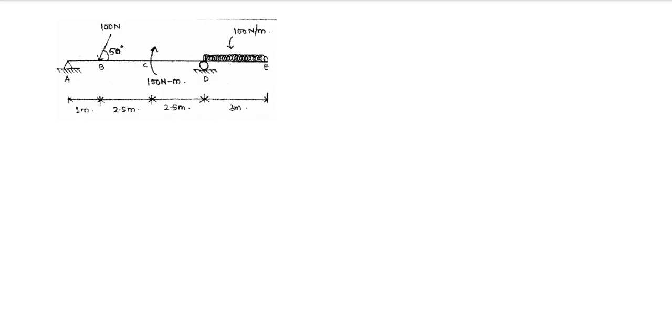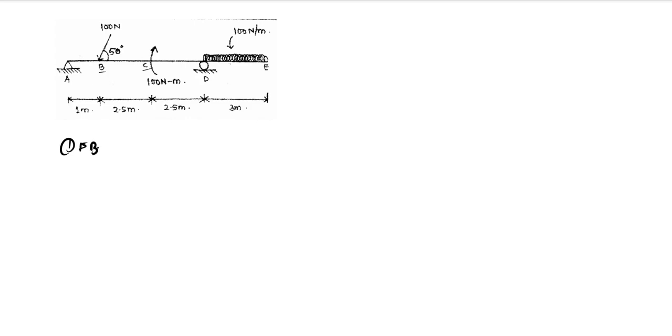So now we are going to solve this question based on SFD and BMD. As you can see here, we have been given a beam AE, let us say, with a UDL between DE, and it is an overhanging beam. We have a sudden moment at C and a point force at B. We have been asked to draw the SFD and BMD of the following diagram. So let us see how we can solve this.